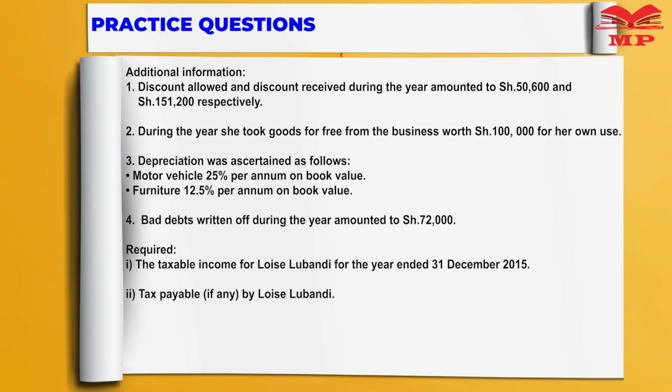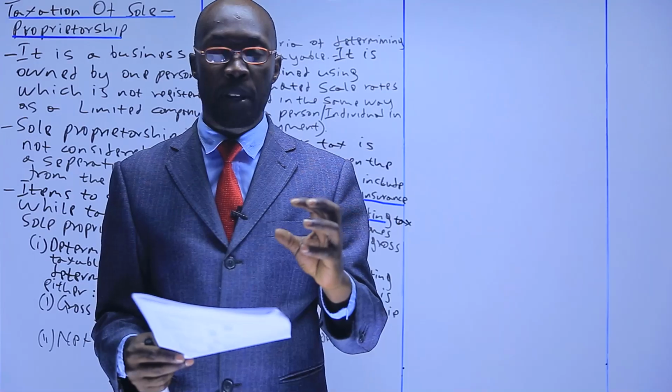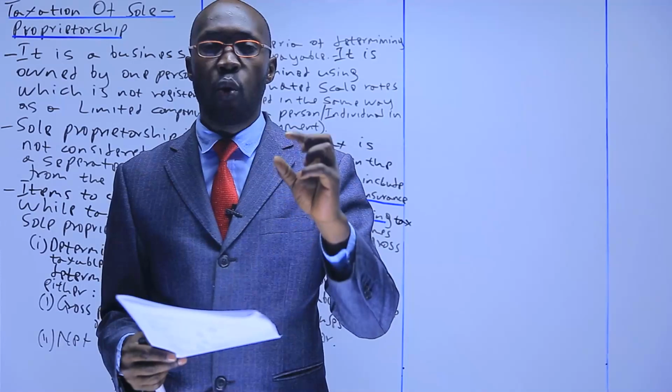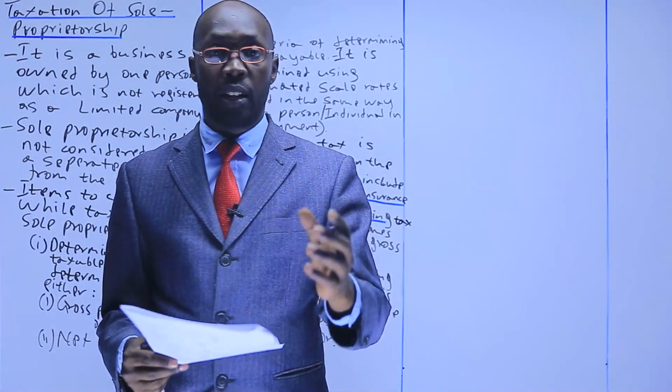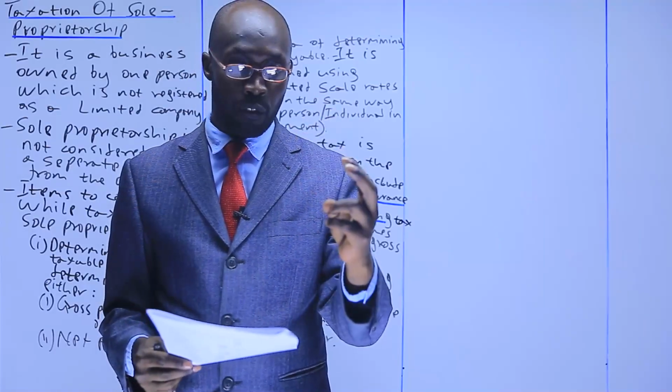So we are supposed to, number 1, get the taxable income of Lois Rubandi. We said, whenever you are told to get the taxable income, the first thing that you normally ask yourself is which approach am I supposed to use whenever you are taxing a business? Is it the gross profit? Is it the net profit method?